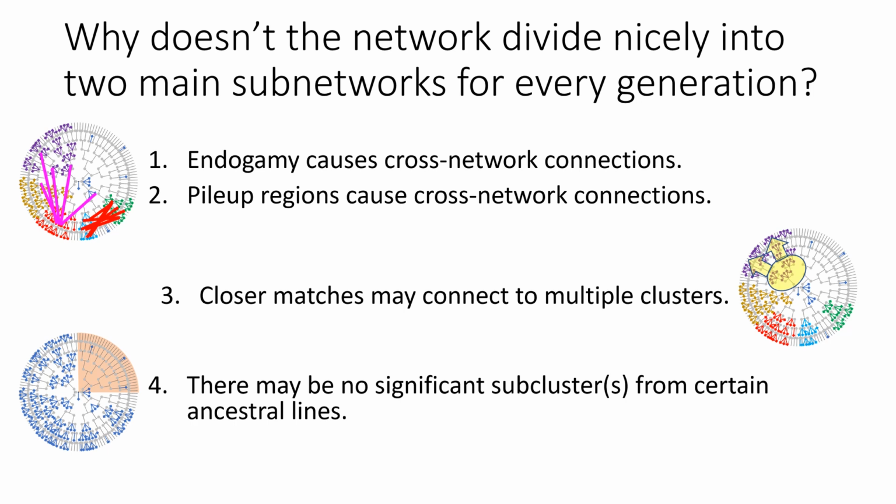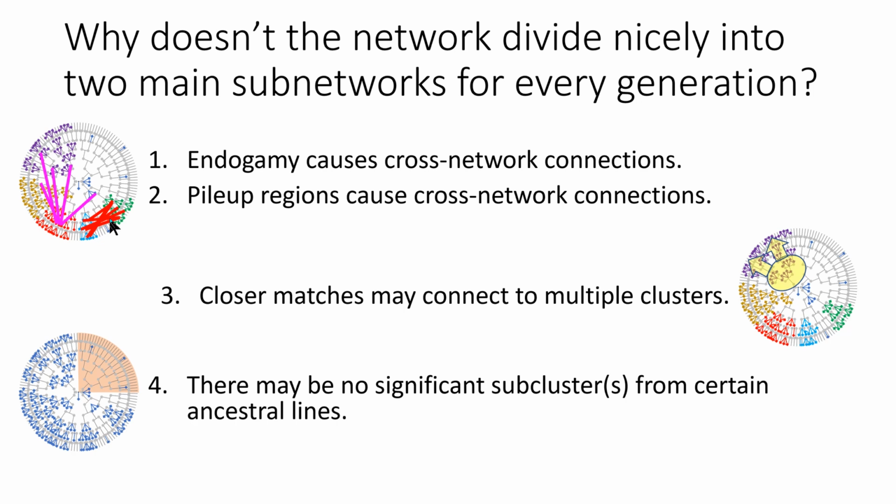The first one, of course, is endogamy. If you have endogamous lines, that's what these red lines show here, if you cross over in the clusters, there will be connections between these clusters because they share ancestors and share DNA, and therefore the matches share matches with each other. You may also have pile-up regions.